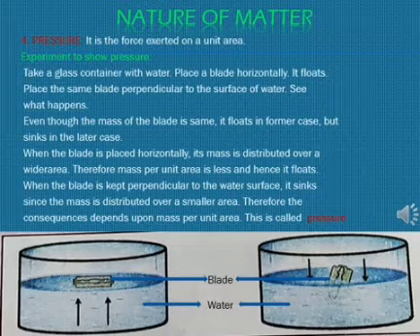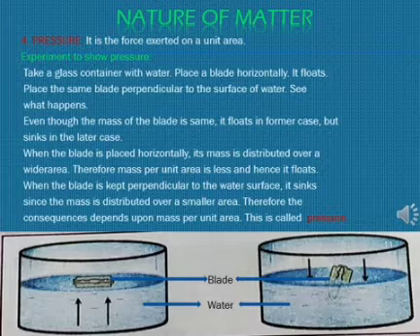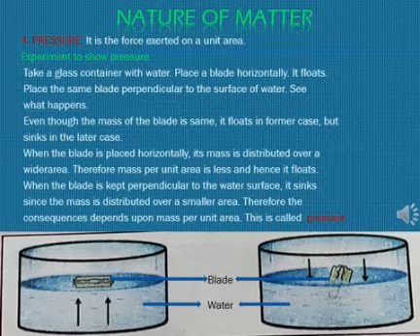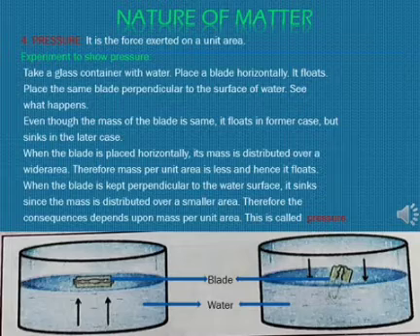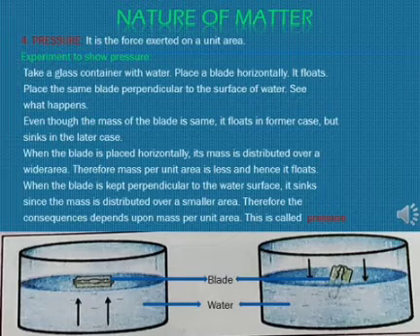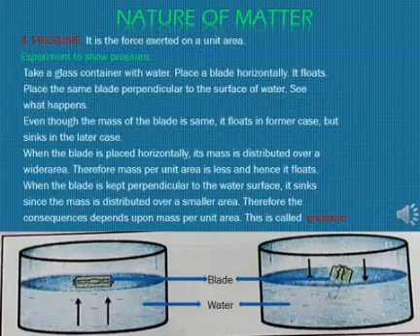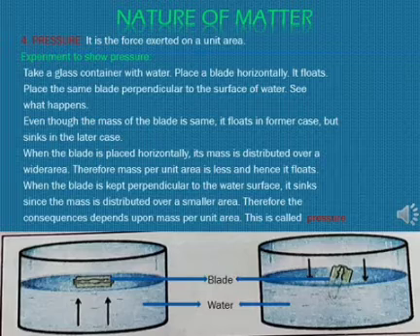Now take the same blade and keep it perpendicular to the surface of water. See the second picture. The same blade is kept perpendicular, or put vertically, into the surface of water, and see what happens. In the first case, when the blade was kept horizontally, you can see the blade floating. But in the second picture, you can see that the blade is sinking. So even though the mass and the weight of the blade are the same, it floats in the first case, and in the second case it is sinking.